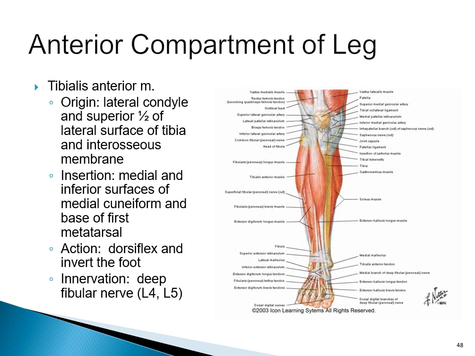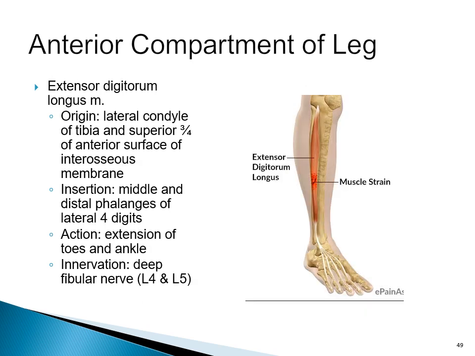Anterior compartment, tibialis anterior muscle. Its action: dorsiflex and invert the foot. Innervation, fibular nerve, L4, L5. The extensor digitorum longus muscle. Its action is to extend the toes and the ankles. Its innervation, fibular nerve, L4, L5.